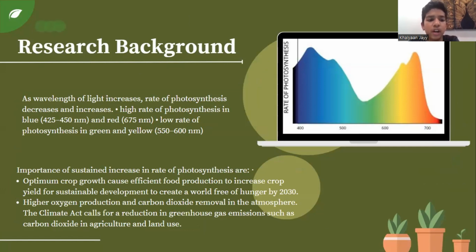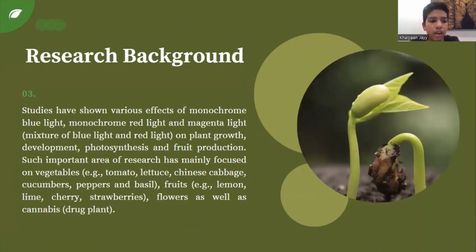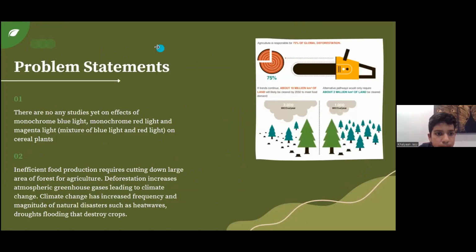Our research background is that blue and red light increase the rate of photosynthesis, which is important to increase crop yield and to reduce greenhouse gas emissions. Various effects of those lights have been shown on plant growth, development, photosynthesis, and food production, but most of that research has been mainly focused on vegetables, fruits, flowers, as well as cannabis.